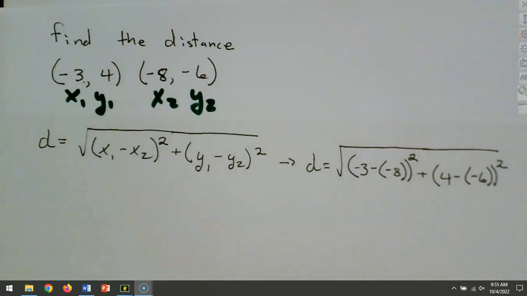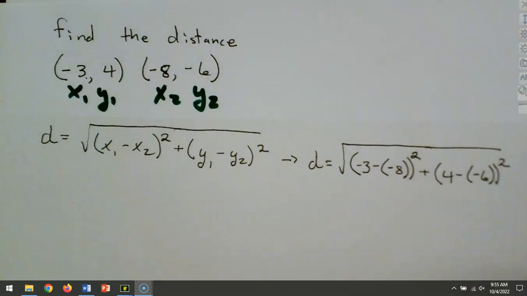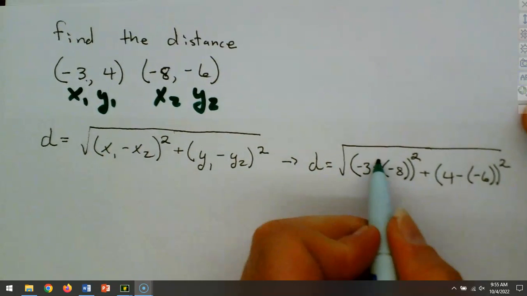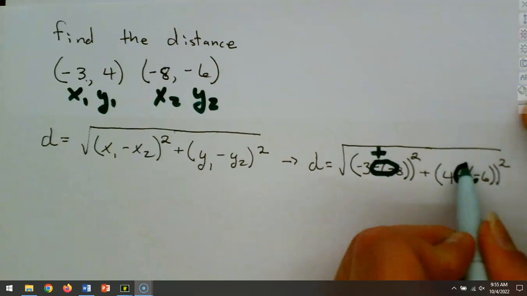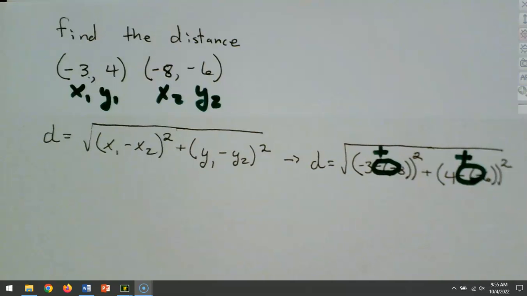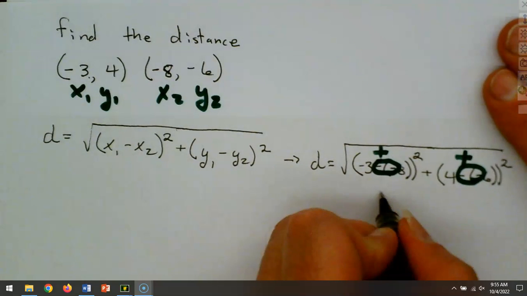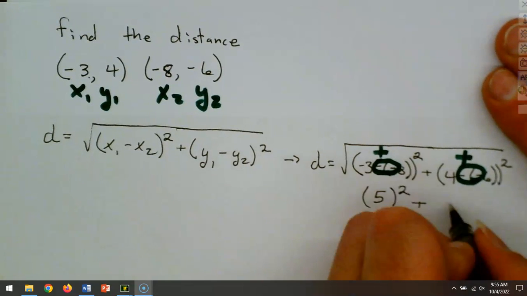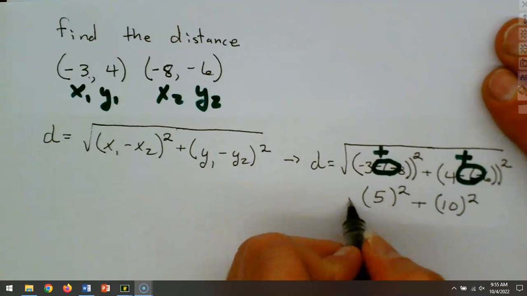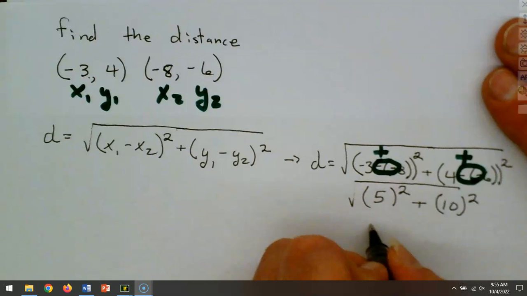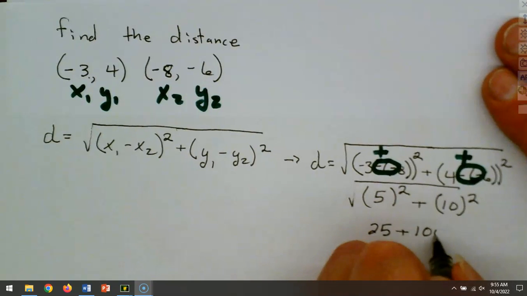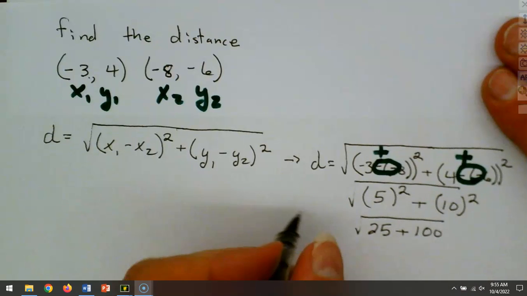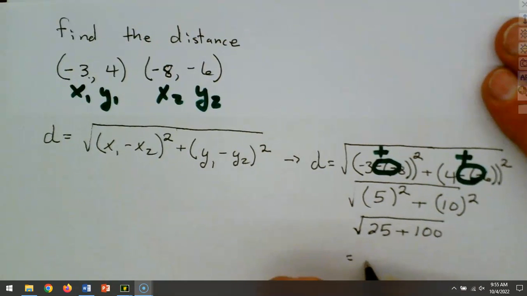So let's see what happened with these double negatives. When we use the double negatives, they become positive. So this here becomes a positive. And this piece is positive as well. Minus 3 plus 8. That makes it a 5. We have to square it still. 4 plus 6 makes it 10. You have to square it as well. 5 squared is 25. 10 squared is 100. Adding those together, we now get the square root of 125.